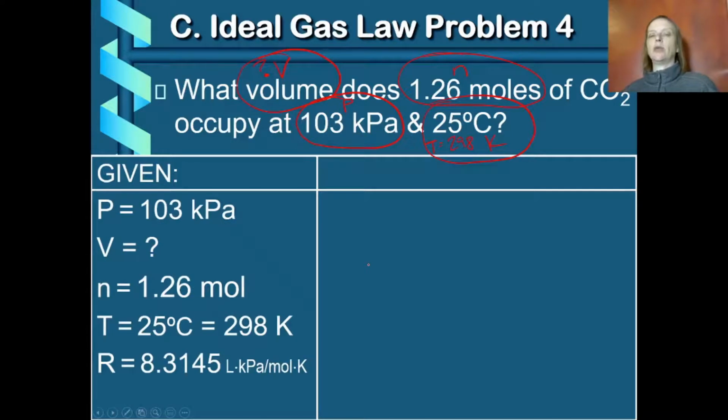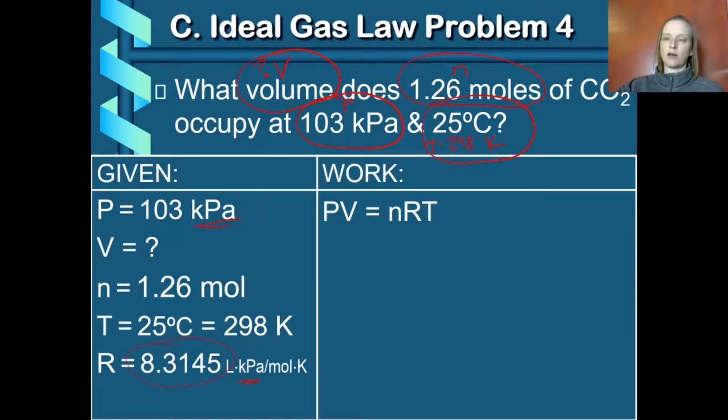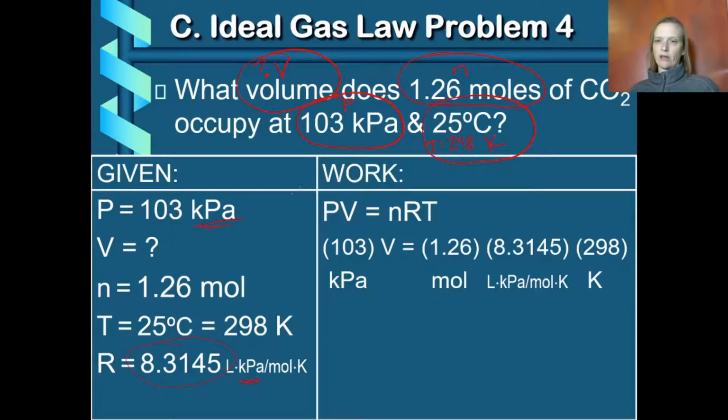So to make a list of what we know and what we don't know, we know that the pressure is 103 kilopascals, and because of those units for pressure, we need to choose the R value that corresponds to kilopascals. We don't know the volume. We do know the number of moles, and we do know the temperature in Kelvin. So when we have our PV equals nRT equation and we plug in our values, we use 103 for pressure, we don't know our volume, 1.26 for number of moles, our R value, and 298 Kelvin.